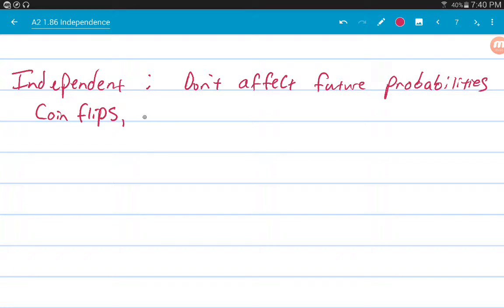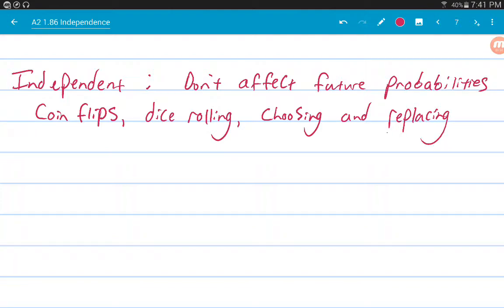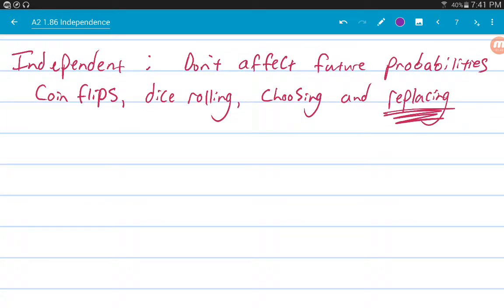Another thing that is independent is dice rolling. If I roll dice and I get low numbers, it does not mean that my next roll of the dice is going to be low or high. The chances are exactly the same, regardless of what past outcomes were. Another thing that is independent is choosing and replacing. Because I'm replacing, it means that I'm putting back into the basket or the bag whatever thing I've chosen.